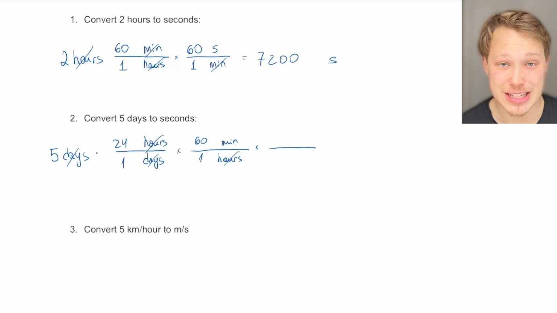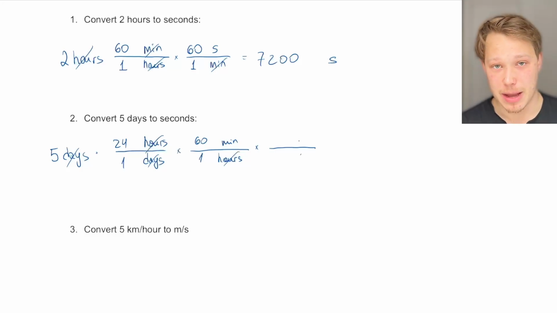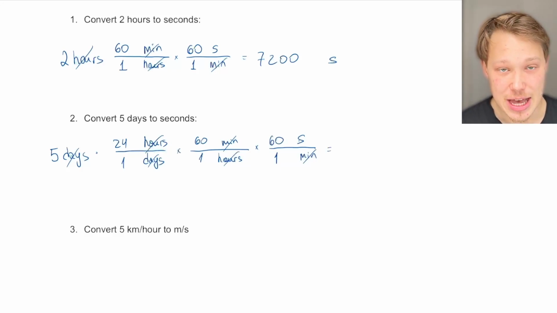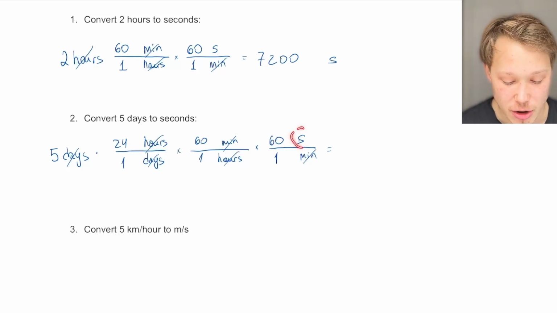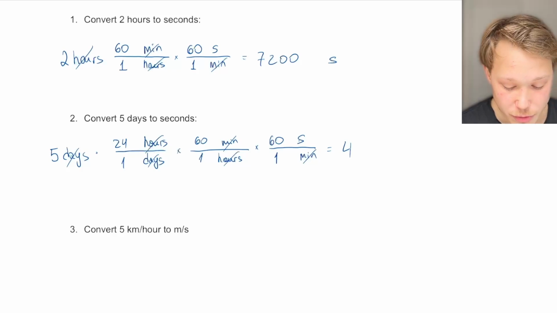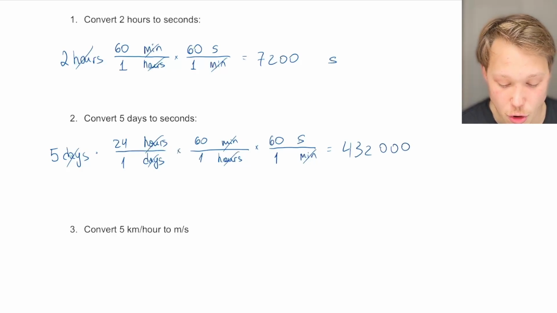Finally, to get to the seconds, should I divide or multiply by minutes? Of course, I need to divide by minutes and multiply by seconds. So 1 minute corresponds to 60 seconds. Again, as you can see, this method is really nice because you can visually see that we did everything correctly. All the units canceled out except seconds. Therefore, what we need to do on our calculator is 5 times 24 times 60 times 60, and we get the final answer of 432,000 seconds. Great.